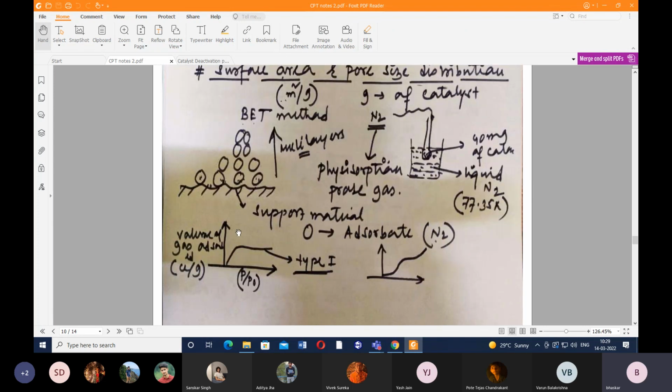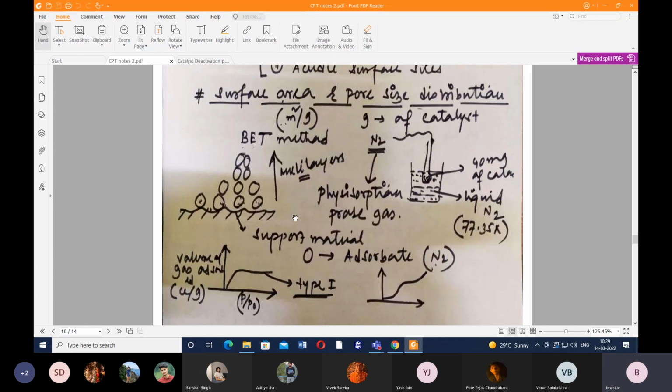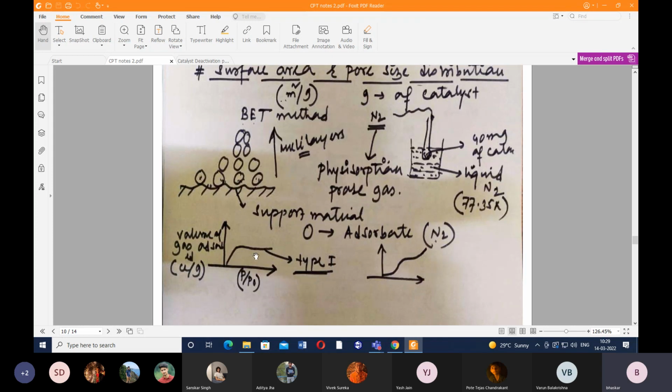Okay, so there are 5 different types of BET adsorption isotherms. Here I have shown only 2. So this is the type 1 adsorption isotherm. That means here monolayer coverage of adsorbate is taking place. This is called single layer adsorption.